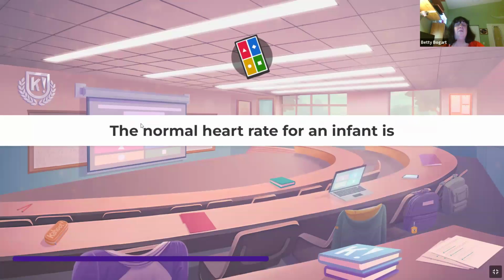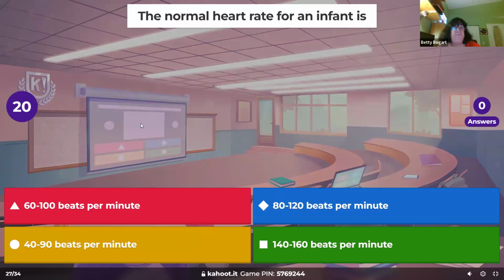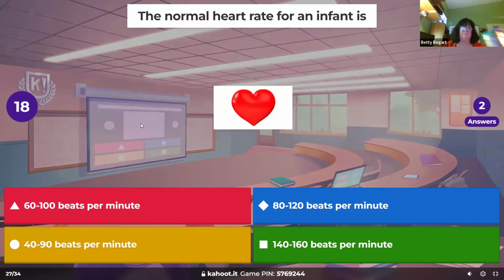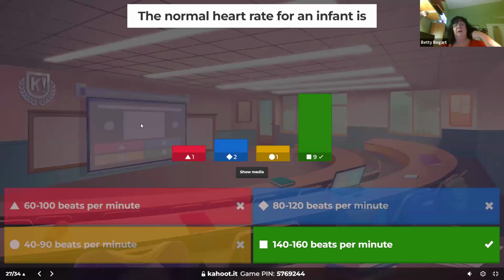The normal heart rate for an infant is what? It's 140 to 160.